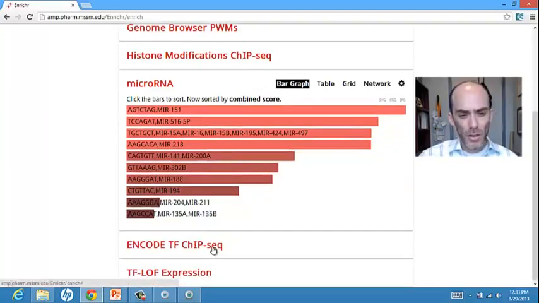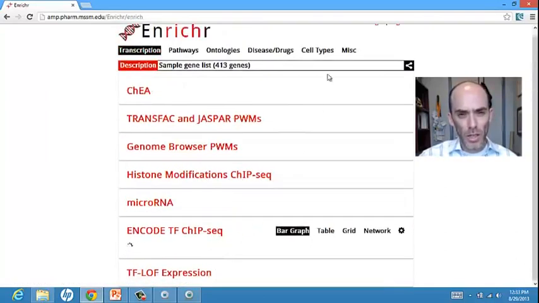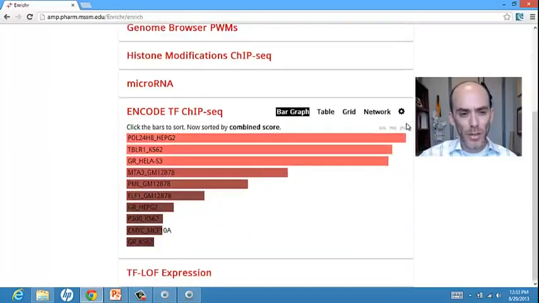ENCODE is a large project that profiled transcription factors in various mammalian cells, and we processed the entire ENCODE database to create a gene set library for the ENCODE transcription factors using ChIP-seq, and that also will be covered in Yan Ko's lecture when she'll describe the detailed processing of those types of data sets.